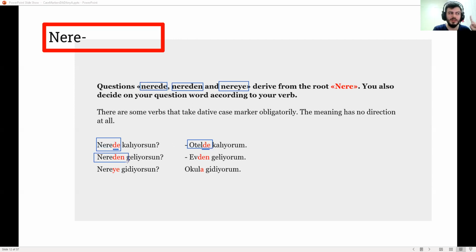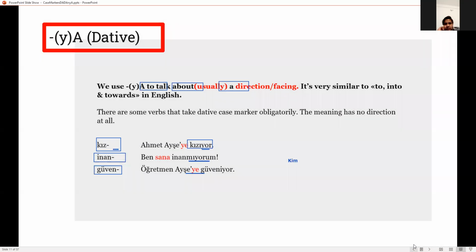I'm asking, where did you come from? Like, I'm asking you the origin, then my answer is also the origin. I'm coming from home. And I'm asking you the direction, nereye gidiyorsun? And my answer is also a direction. That's the idea. Nereye gidiyorsun? Okula gidiyorum. Nereden geliyorsun? Evden geliyorum. Nerede kalıyorsun? Otelde kalıyorum. We also have the same for kim. I'm not going to talk about it a lot, but just to give you an idea. If you are asking a person, like, to whom did you get, we can actually talk about it, the previous example.